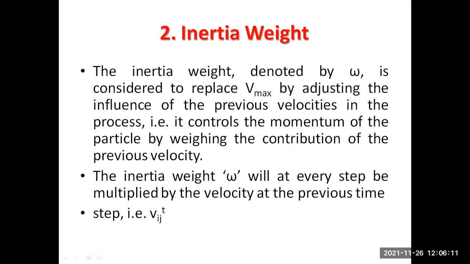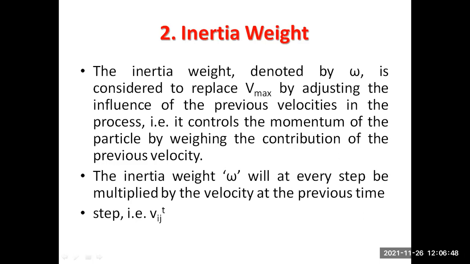Now the inertia weight denoted by W is considered to replace Vmax by adjusting the influence of the previous velocities in the process. And it controls the momentum of the particle by weighting the contribution of the previous velocity. So here we know that every particle, if you can think of the velocity updation equation, so the first part Vij plus 1 was equal to Vij plus the personal experience part plus the social experience part. So initially it was only Vij.